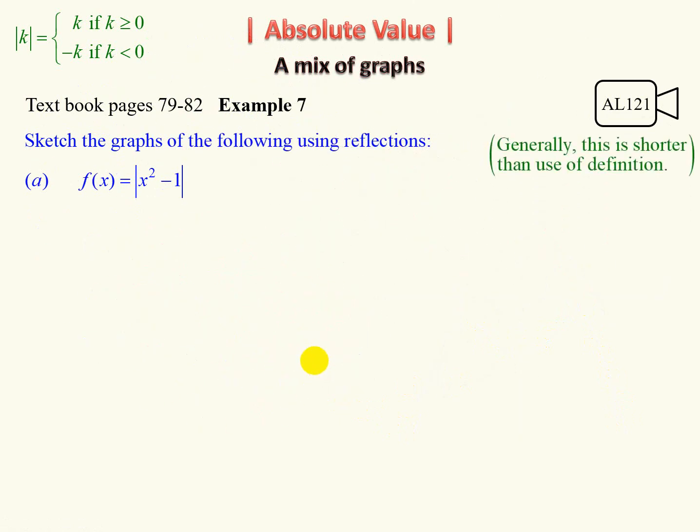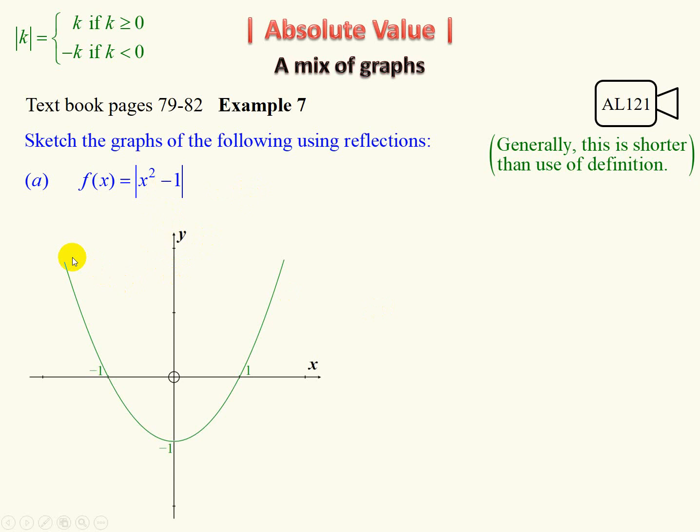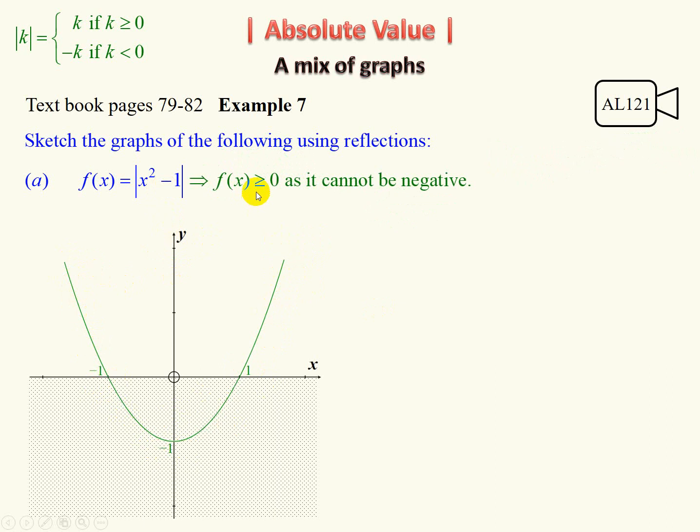Now we're going to use reflections. As it says, generally this is shorter than use of definition, and you'll see how much so. So there, y equals the absolute value of x squared minus 1, the same one as before. There's our graph of y equals x squared minus 1. Now, f of x is greater than or equal to 0, as it cannot be negative. This is absolute value. So therefore it's greater than or equal to 0 as it cannot be negative.